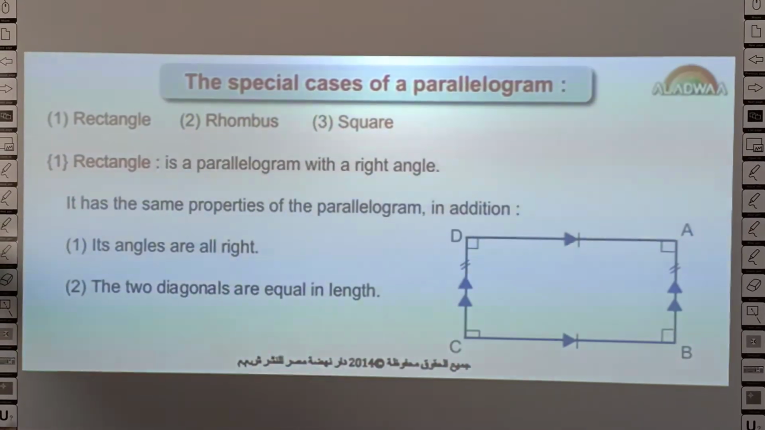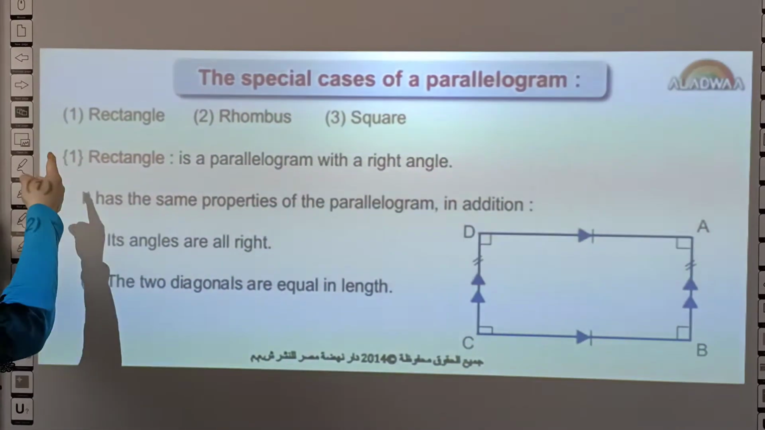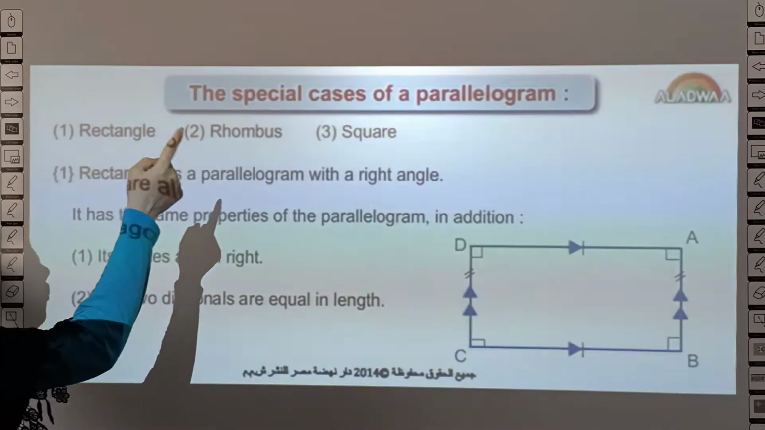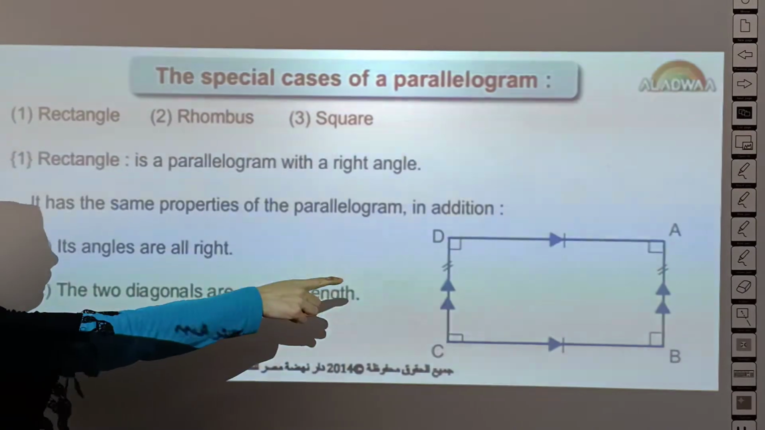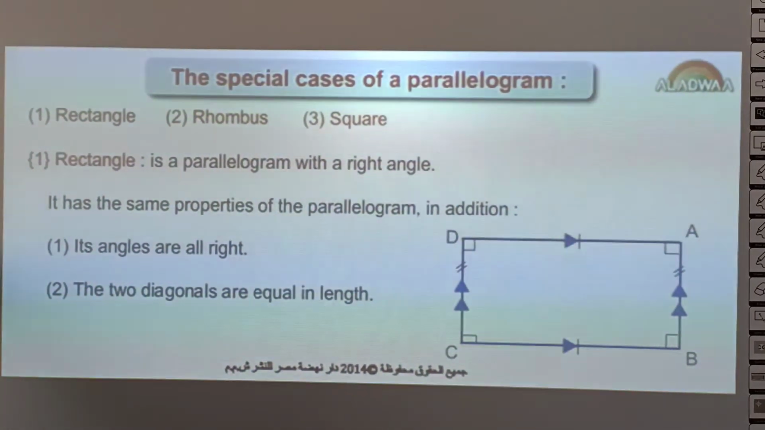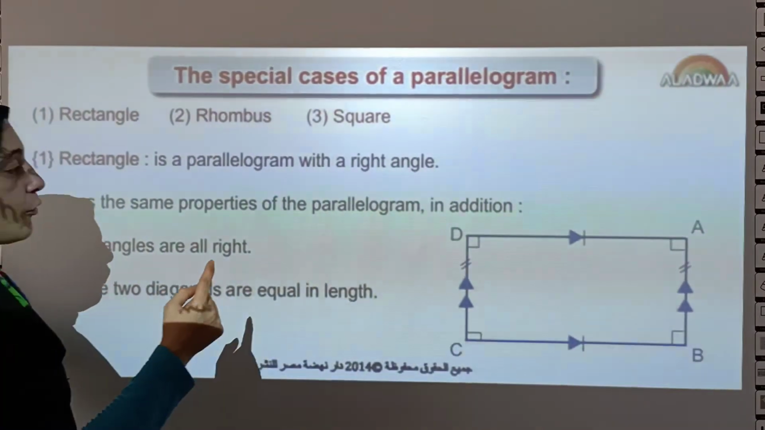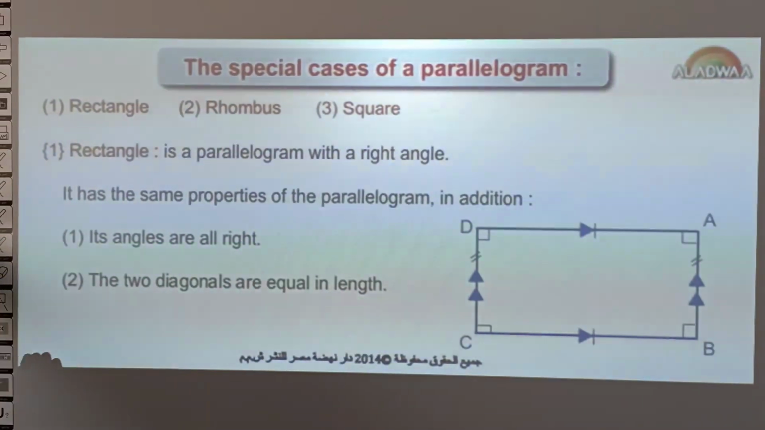Some special cases of a parallelogram. A parallelogram may be a rectangle, a rhombus, or a square. A rectangle is a parallelogram with a right angle. If one of the angles of a parallelogram is a right angle, then it's a rectangle.